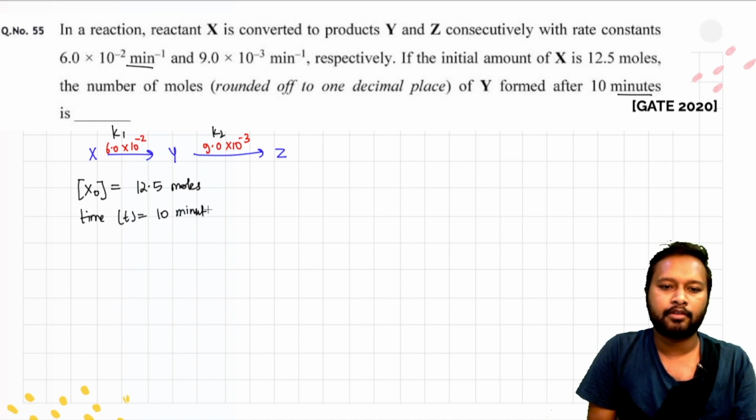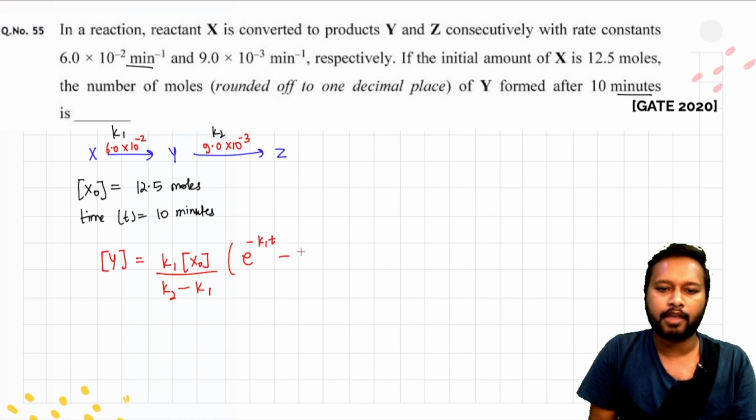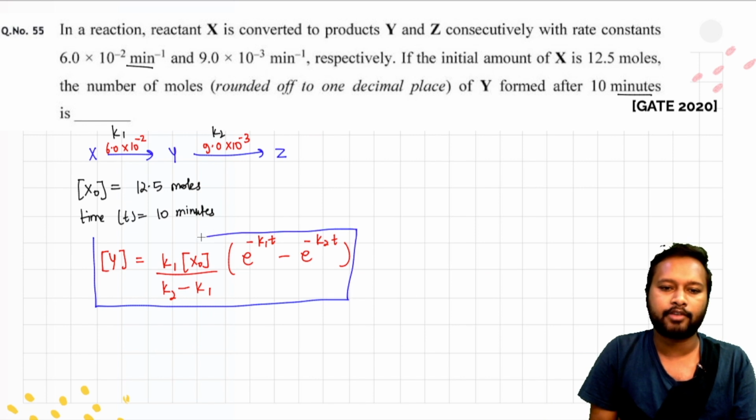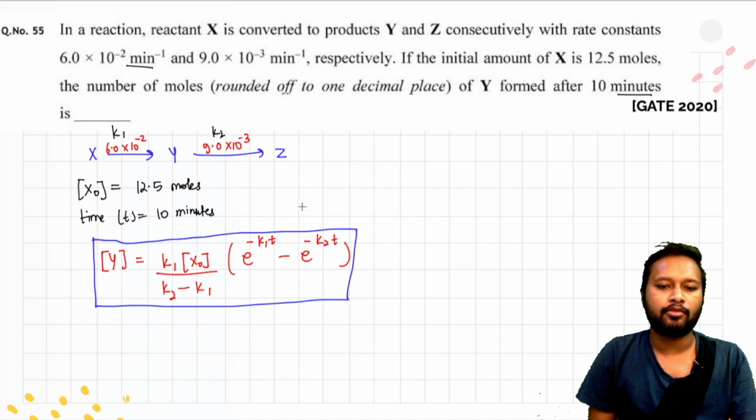So I just have to simply apply the formula to calculate the concentration of Y, and the formula goes like this. The final concentration of Y will be equal to K1 times the initial concentration of X divided by K2 minus K1, and in the bracket you have e to the power minus K1t minus e to the power minus K2t. Make this formula very clear, so you should know what it actually is. Substitute the values here: K1 you know, K2 you know, X naught, the initial concentration of X, you know, and T you know.